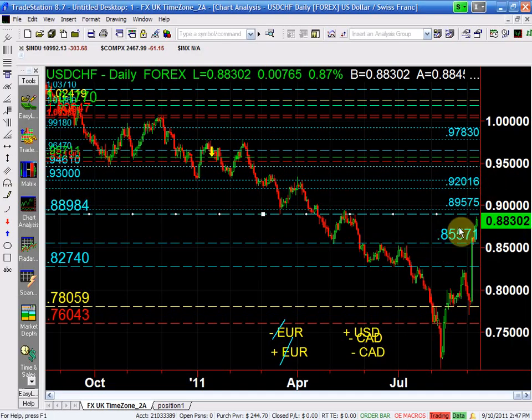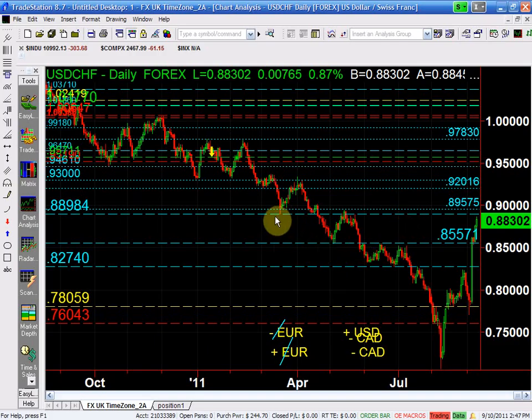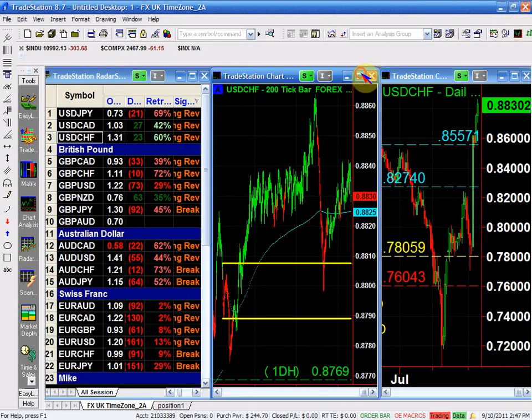Now here we closed the week at 88.30. We have a structure point at 89.57 and the 88.98. So we definitely are looking for a continuation to the upside. Let's look at the intraday.